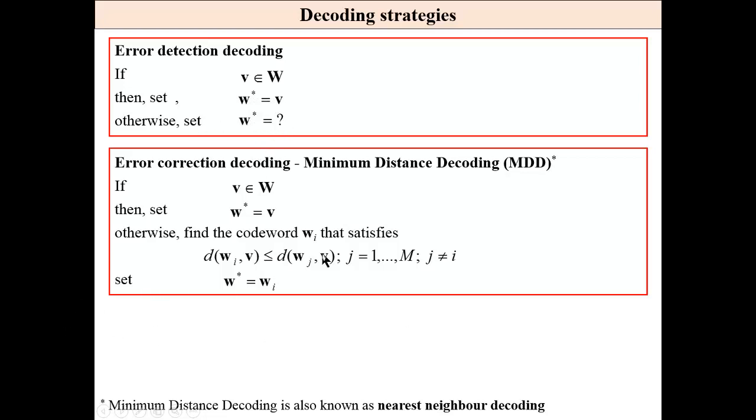Error correction decoding, minimum distance decoding. If the received sequence is a code word, then okay, W star is V. But if not, we look for the code word that has the minimum Hamming distance to the received sequence, and we set W star equal to Wi, where Wi is the code word which has the minimum distance to it. This minimum distance decoding is also known as nearest neighbor decoding.